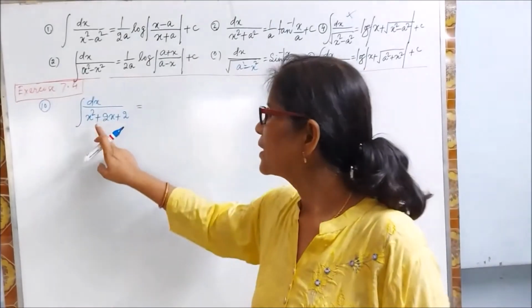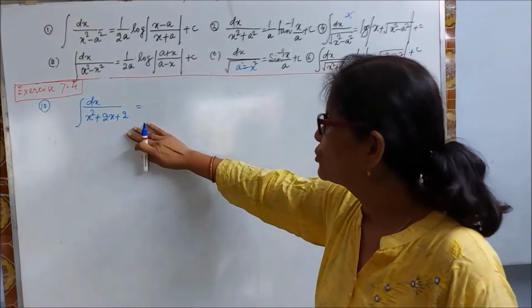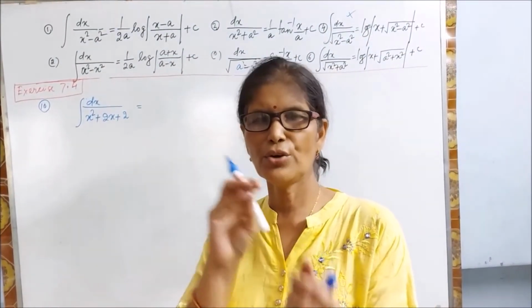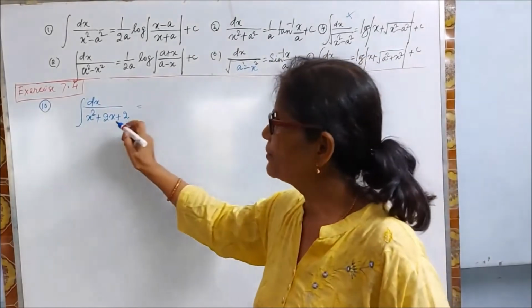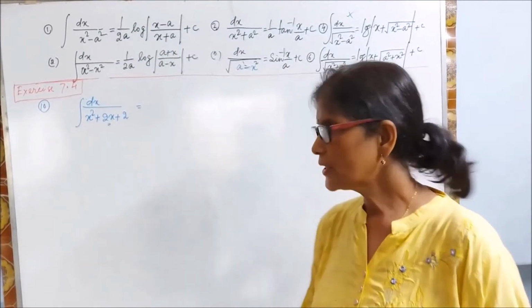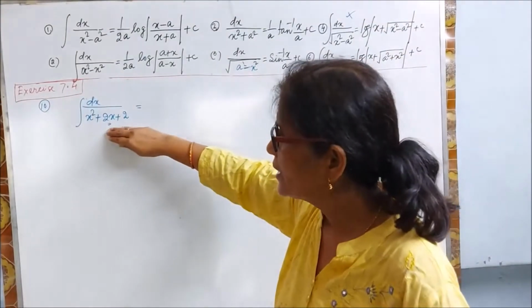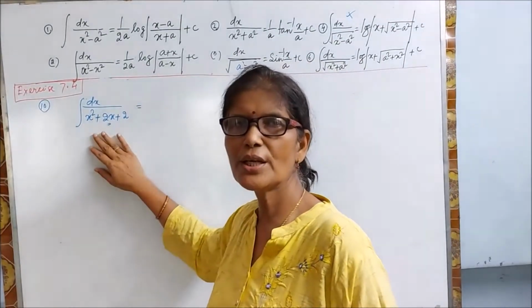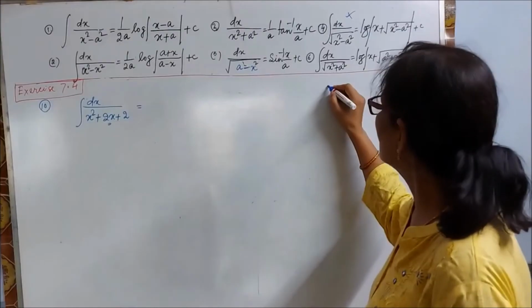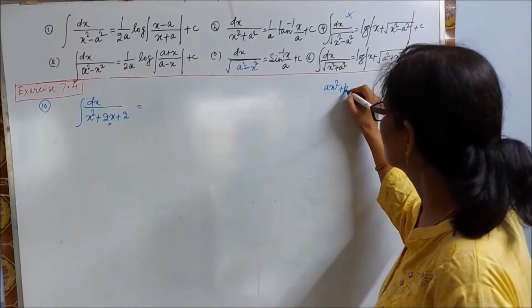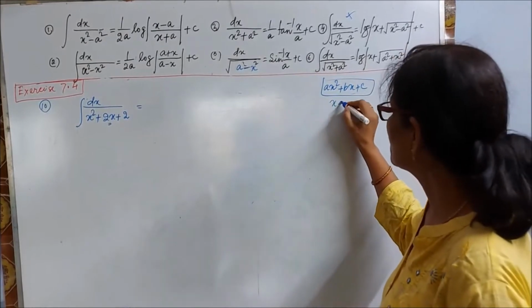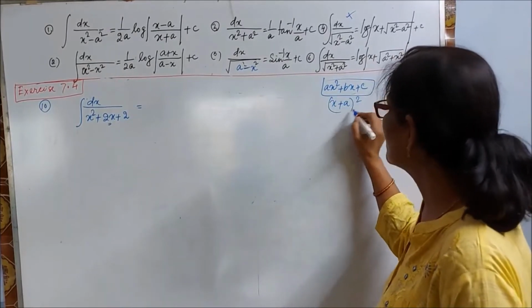Question number 10. X square plus 2x plus 2. Till now we are getting only x square minus a square or a square minus x square. We have never come across this term x square plus 2x. That means there is a whole square, x plus something whole square, so that it contains x square plus bx plus c in this type. Or it will be x plus a whole square or x minus a whole square, and so on.